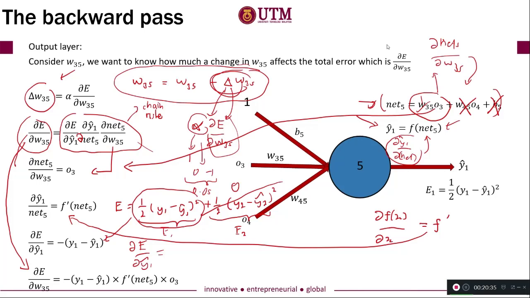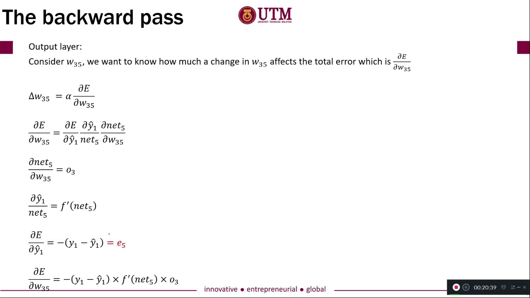I just put some additional notation there. You can see that this thing is also known. I just define this as E5, which I consider as a local error happening in node 5. Okay, local error in node 5. So if you talk about E5, it is a local error happening at node 5.